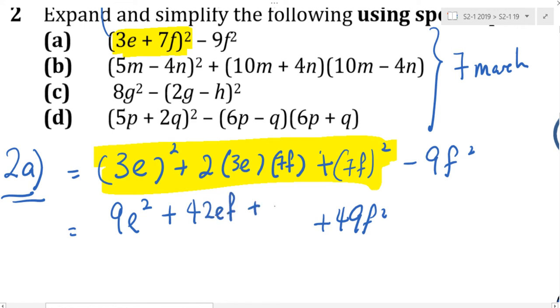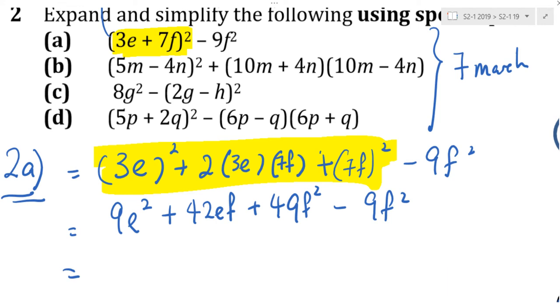EF. So it's not sorcery, it's not dark magic, it's just like you want to really slowly do step by step and then you get the answer. Just plus minus the answer already. So looking at this, there is only two things you can combine. And what are the two things? Ashin, what are the two things you can combine? The F squared, right? 49F squared minus 9F squared. And therefore, your answer is just this.